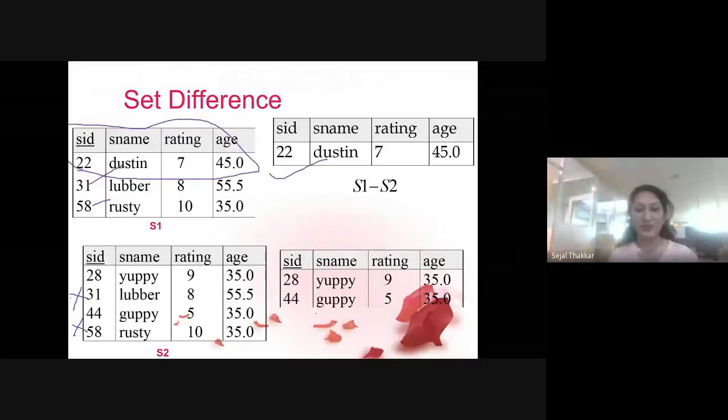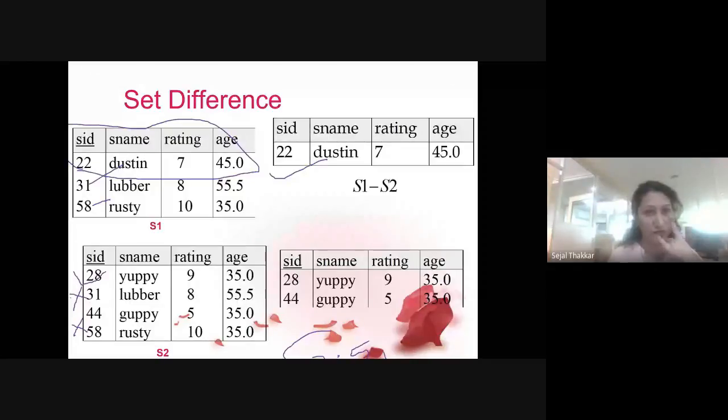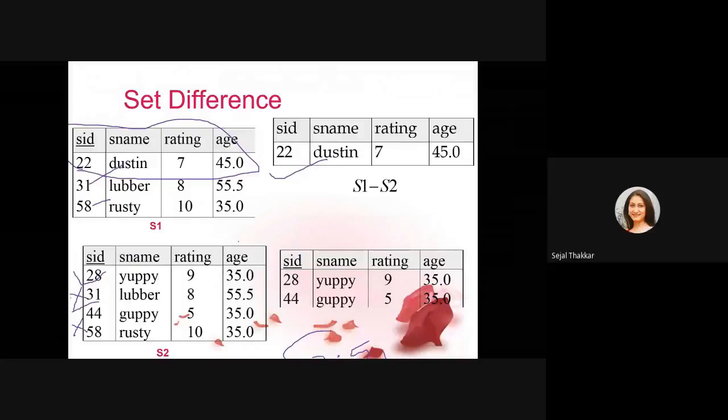If I'm taking S2 minus S1, in that case, what is going to happen? The value which is available in S2 and not available in S1 will come as output. So you can see here, 31 and 58 are going to repeat, but 28 and 44, these two rows are not going to repeat in S1, but they are available in S2. So 28 and 44 will come in this S2 minus S1. It means in set difference.